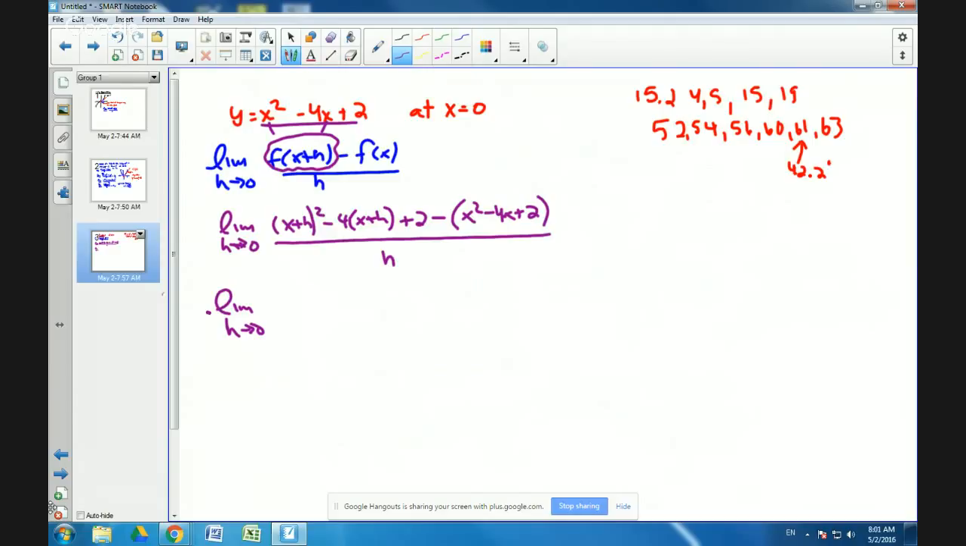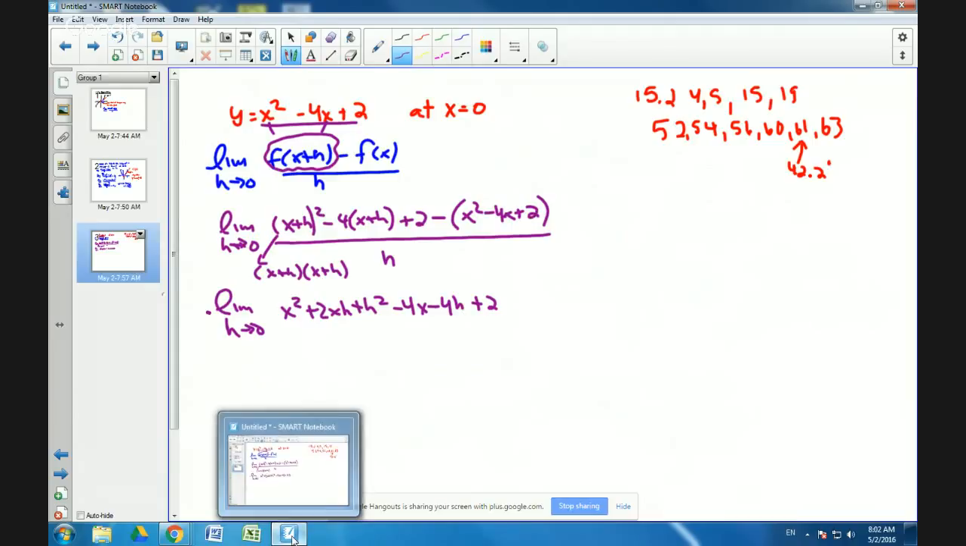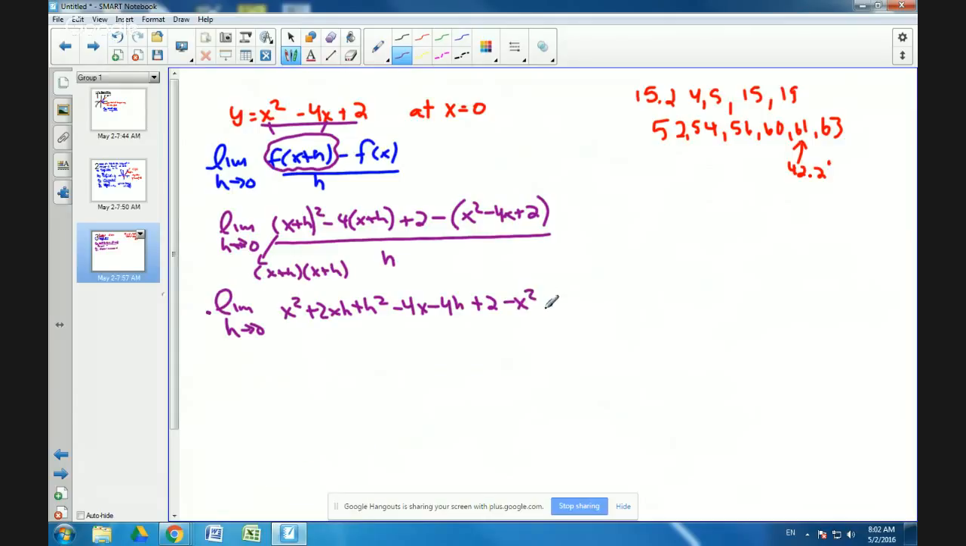So foil, you need me to show that? Right, so x squared plus 2xh plus h squared. Don't forget to take the negative here with this. That's a mistake some people make. So it's minus 4x minus 4h plus 2. And then here we have to take the negative into each of these terms as well. Okay? So minus x squared plus 4x minus 2.